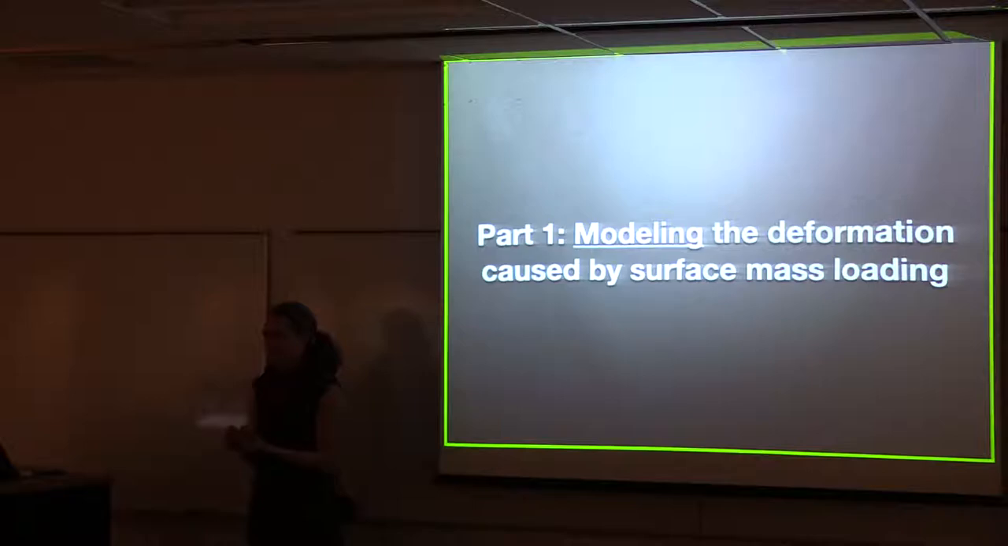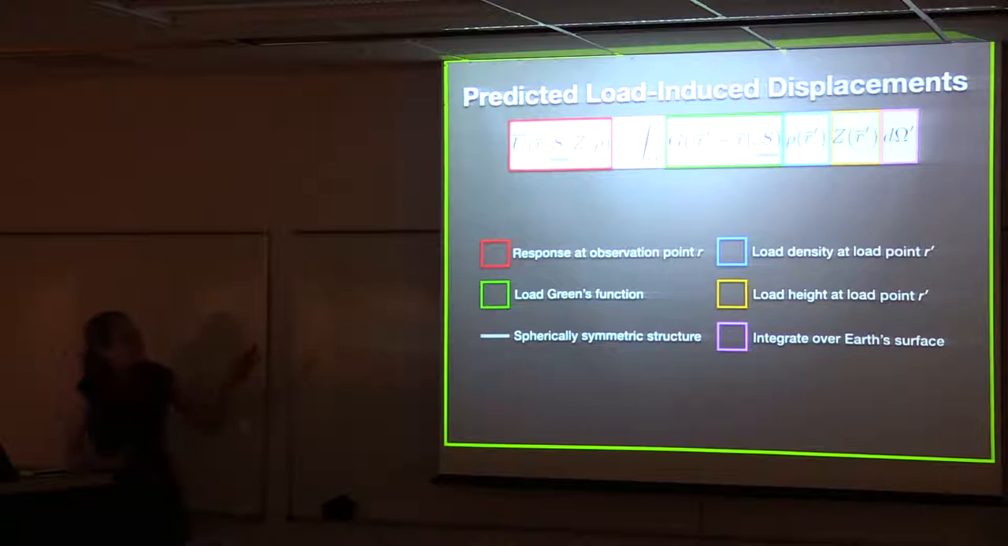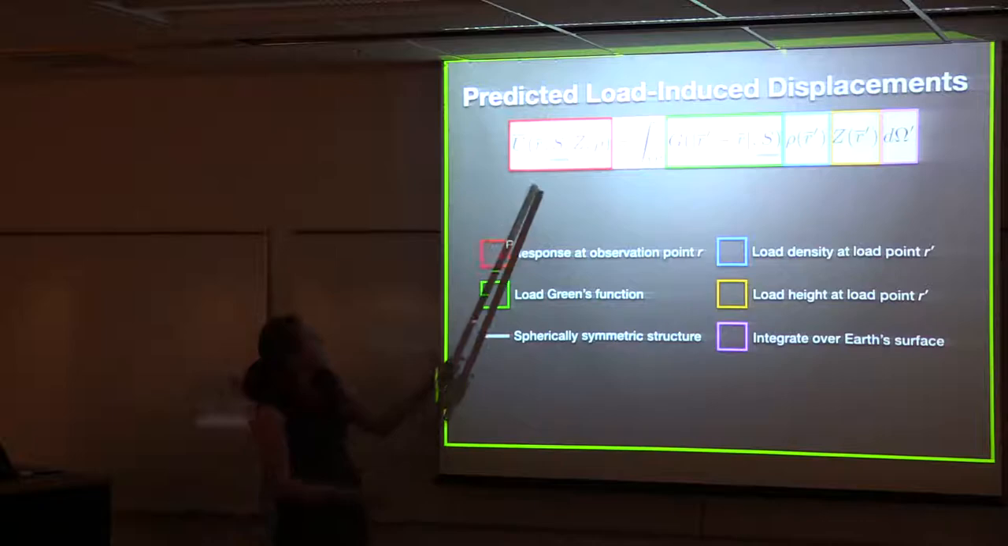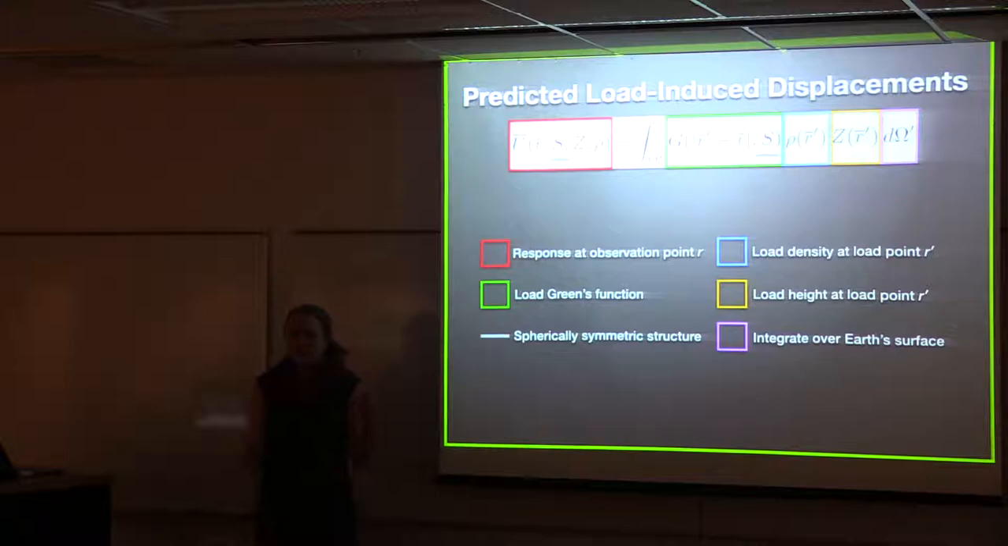Okay, so this is the equation that we use to simulate Earth's response to surface mass loading. And it's easier to understand if we pick it apart bit by bit. So on the left-hand side of the equation here in the red box, this is our displacement response at a particular observation point. So for instance, at a particular GPS station.